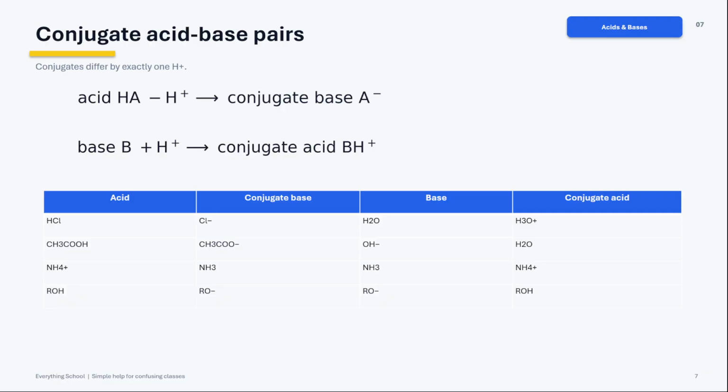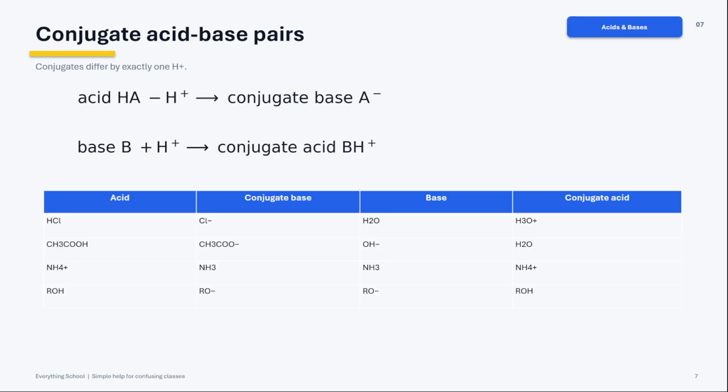Slide 7. Conjugate acid-base pairs. Conjugates differ by exactly 1 H+. This is the key rule for reading the table. HCl and Cl- differ by 1 H+, so they are a conjugate pair. CH3COOH and CH3COO- differ by 1 H+, so they are also a conjugate pair. NH4+ and NH3 differ by 1 H+. ROH and RO- differ by 1 H+.